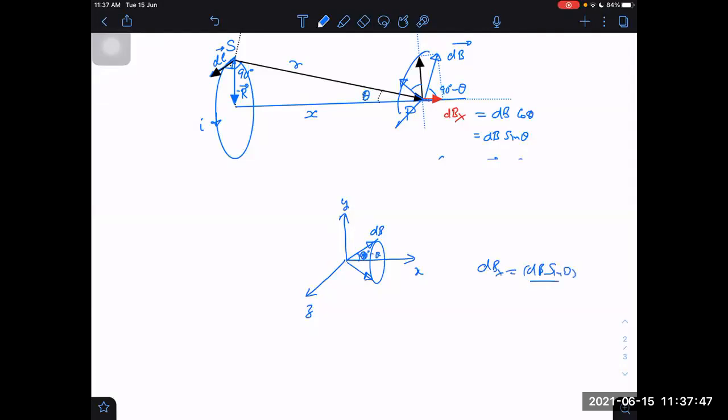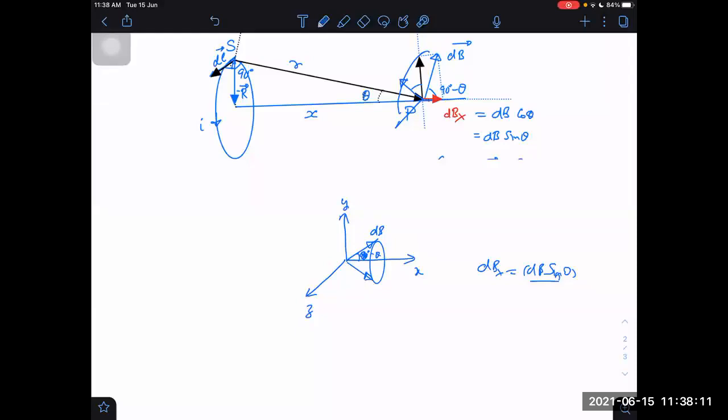But what about the y component? That will be changing, continuously changing. When this vector lies in the xy plane, then the y component is dB cos theta. But when this vector lies in the xz plane, then the y component becomes 0 at that instant. And there will be some other instance when this vector will be neither in the yz plane nor in the xz plane, it will be somewhere else. Then this angle will be like the way we define direction cosines.